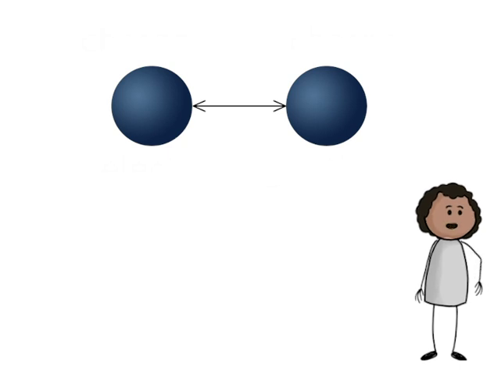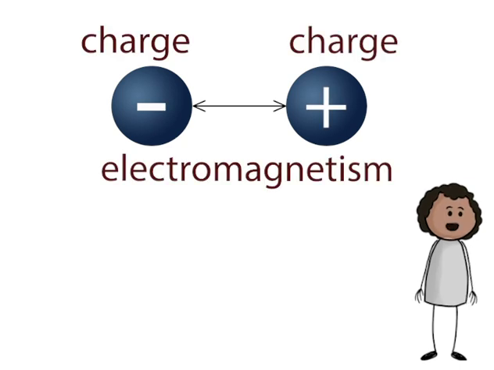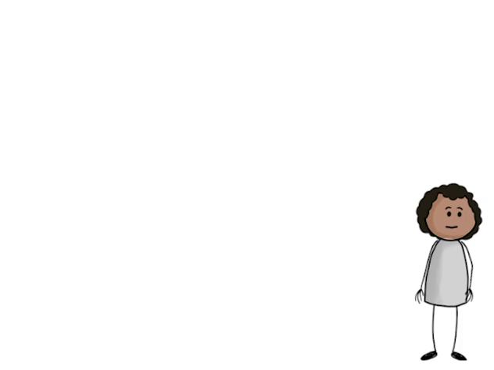Our next property of particles is called charge, of which there are two types, positive and negative, and together these give rise to the force of electromagnetism. Now, electromagnetism is different than gravity in that not only is it much stronger, but opposite charges will attract towards each other, whereas similar charges will actually repel away from each other.